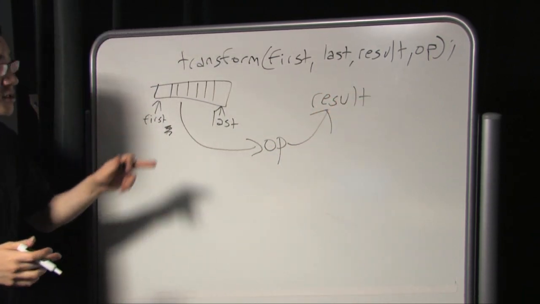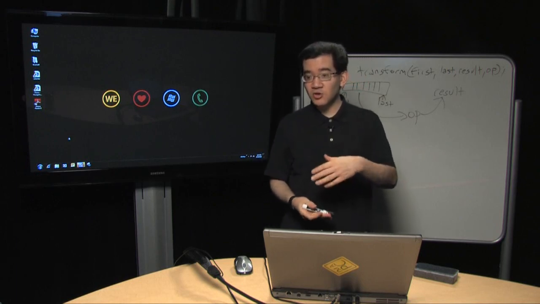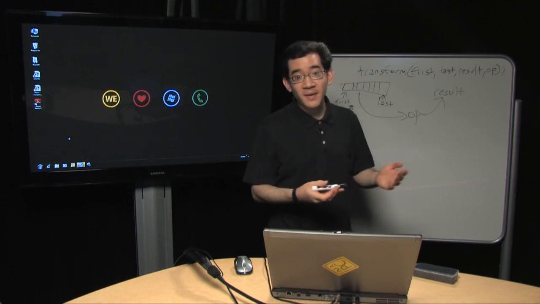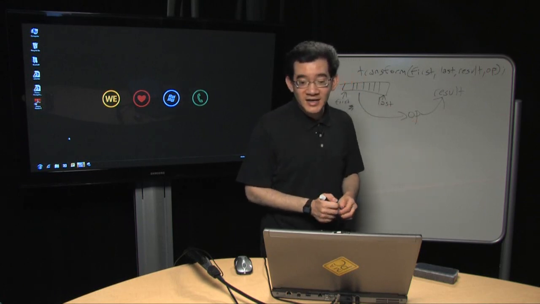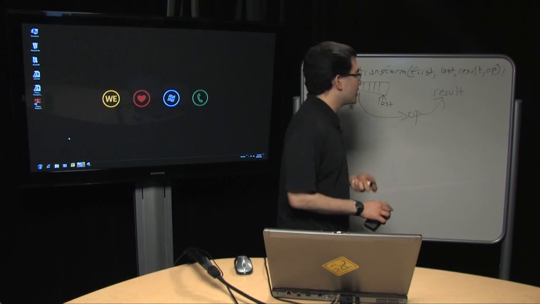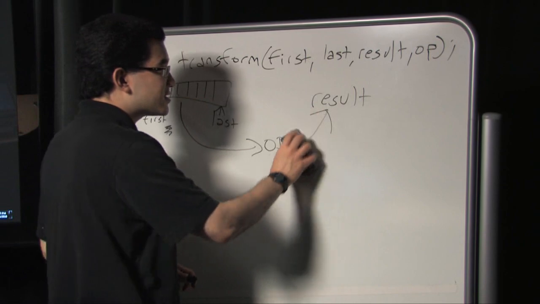So I could take a sequence of integers and square them all and write them into another sequence, possibly through a back inserter, or just directly into a sequence that's of the appropriate size. So transform, like the name says, applies a transformation to elements. It's also valid to do a transformation in place.